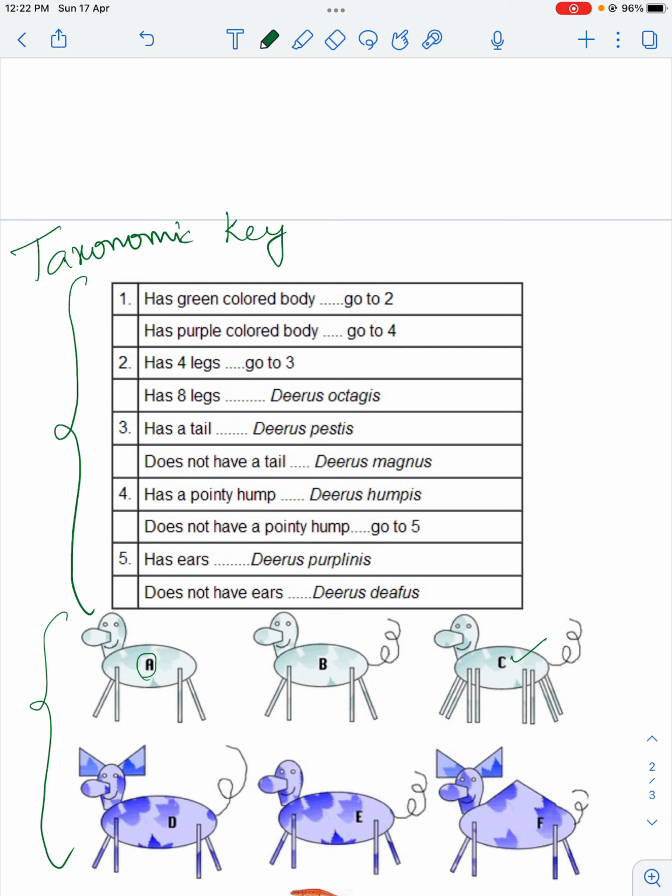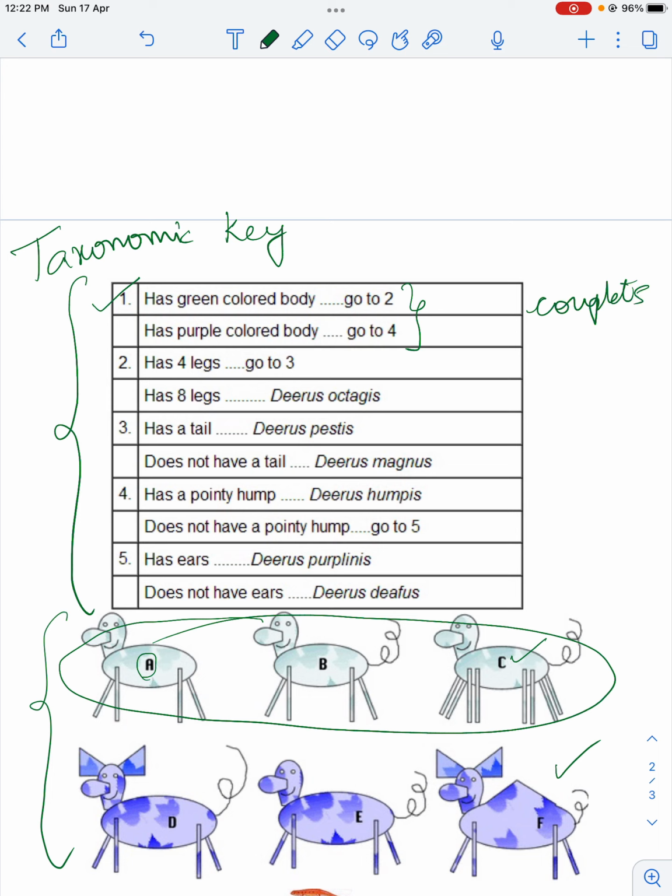Now, it will help you identify and group the following animals into the species and taxa to which they belong. With the help of the same example, you can first see that in one group the body color is green, while in the other group the body color is purple. See here, in the first point, there are two opposite examples. For example, one has green body color, the other has purple body color. So these two can be called couplets.